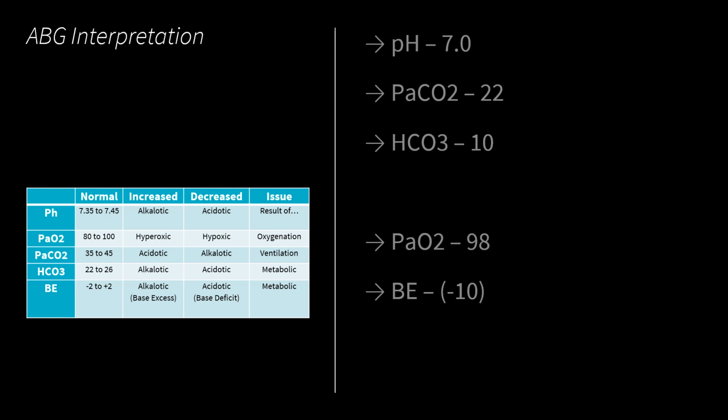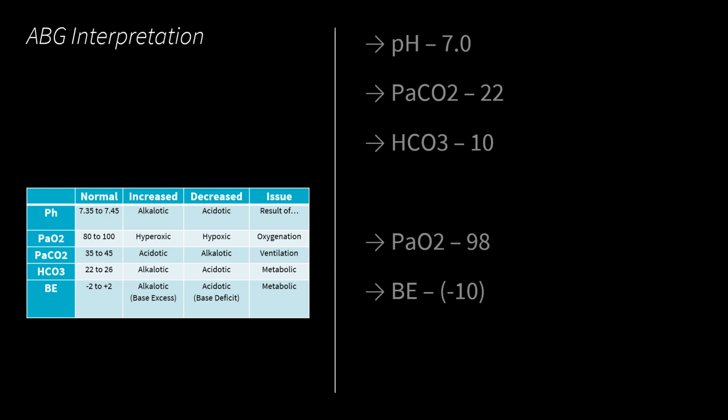When I'm looking at the pH here, it's 7.0, the PaCO2 is 22, and the bicarb is 10. When you're interpreting an ABG and looking to determine any acid-base disturbances, the first thing you want to look at is your pH, and you want to ask yourself, is it an acid, is it a base, or is it normal? If it's normal, it would be between 7.35 and 7.45. If it's below that, it's an acid. And if it's above that, it's a base or alkaline.